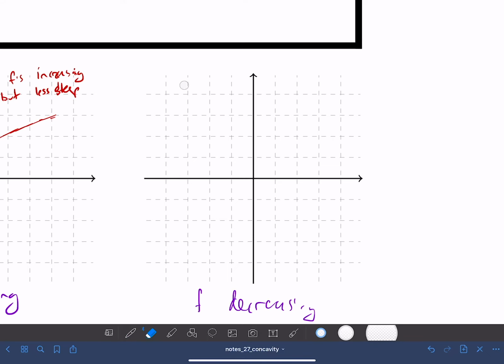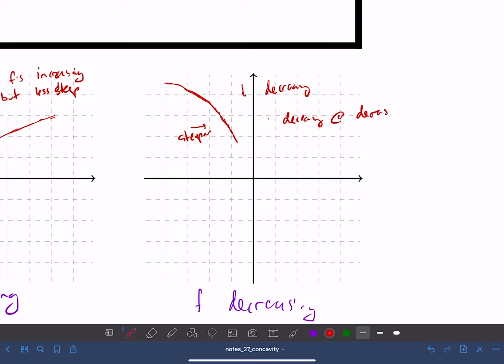I always puzzle about which color I should use to do this. So f is going down, right? Because it's decreasing. Let's make it be getting steeper and steeper. Then it's decreasing at a decreasing rate. And that is to say that f prime is moving towards minus infinity.